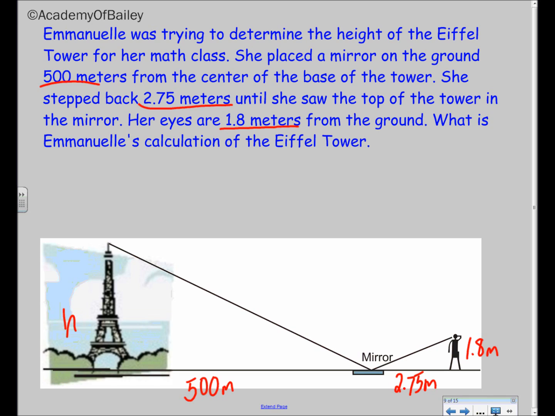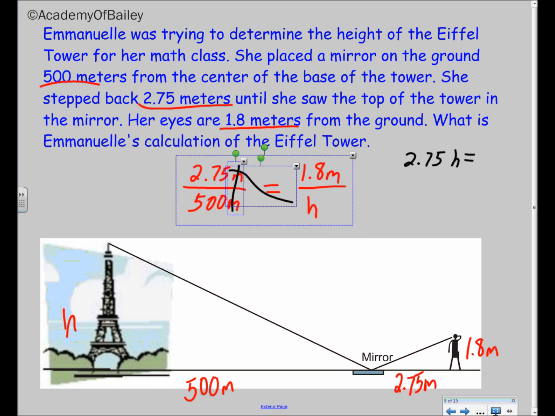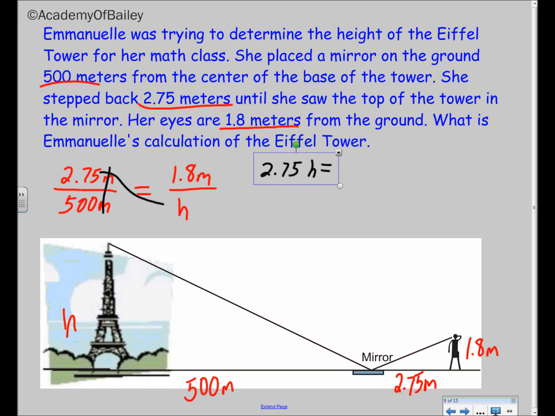So let's go ahead and set this up. We're going to say 2.75 meters divided by 500 meters is equal to 1.8 meters divided by h. I know I can cross off meters on the left side there, leaving us to go ahead and do our cross multiplication. 2.75 times h is equal to 500 times 1.8. I'm getting 900. Now that was just 500 times 1.8 meters, so that's going to be 900 meters.